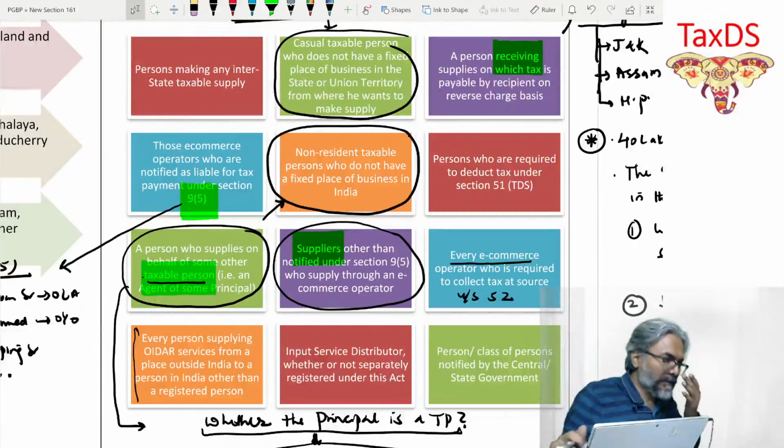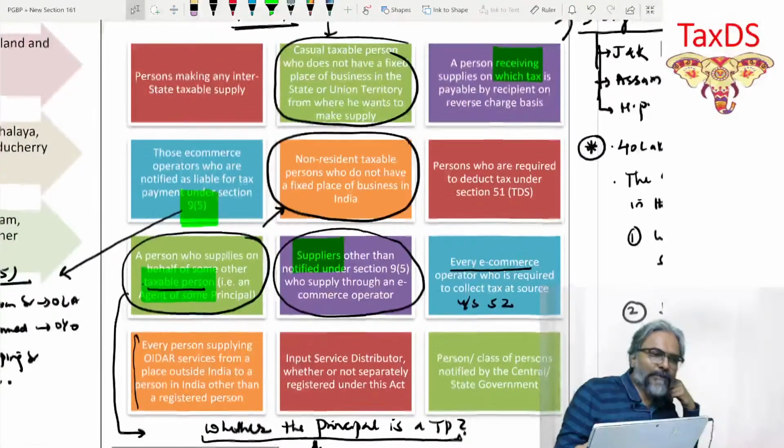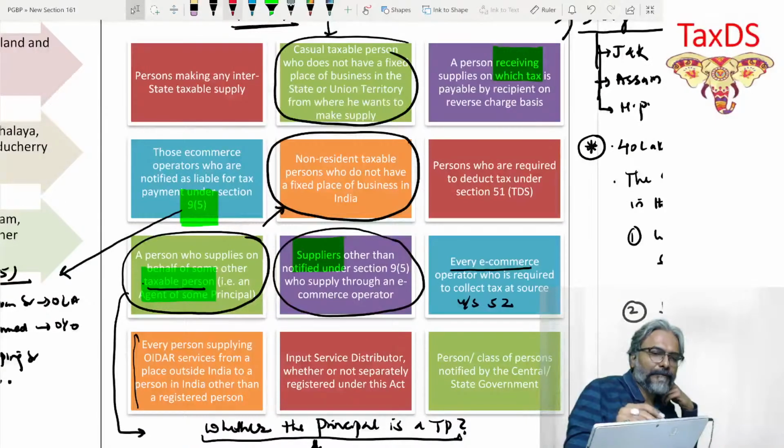I will return this one, students. So if we see, I'll just put a star mark, students. The star marks where they are not a supplier. First one is a supplier, students: a person making an interstate supply.